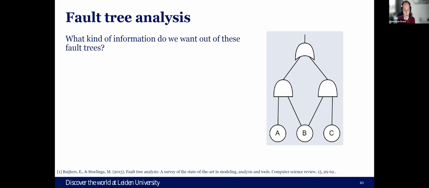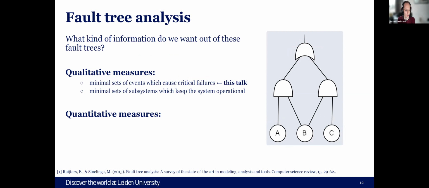So what information do we want out of these fault trees? We can split this up into two parts: either qualitative measures or quantitative measures. In terms of qualitative measures, this is what I already mentioned in the beginning. We might be interested in the minimal set of events which can cause some critical failure. Alternatively, we might also be interested in a minimal set of subsystems which can keep the system operational. These queries are each other's opposite, but they're not each other's complement.